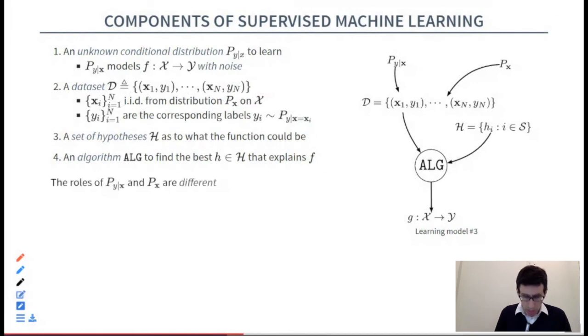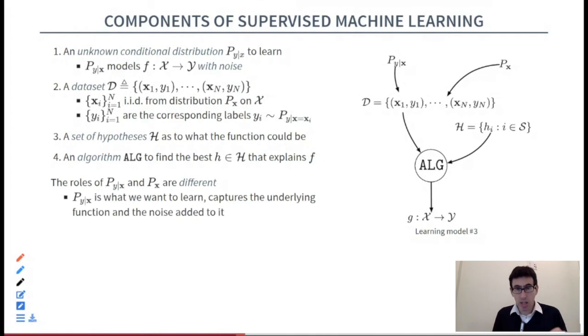The other thing I want to emphasize is that the roles of Py given x and Px are quite different. Even though they're both probability distributions, Py given x really captures what we want to learn. The idea is to capture the underlying function that allows us to attribute a label to a feature vector x. That's what we call Py given x. That's really what we care about learning, because if you know Py given x, you can, given a new x, generate a new label.